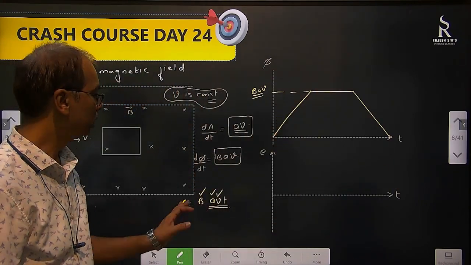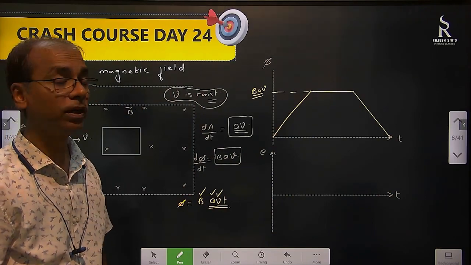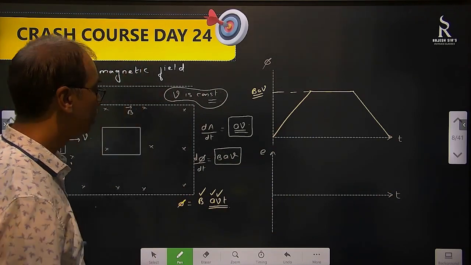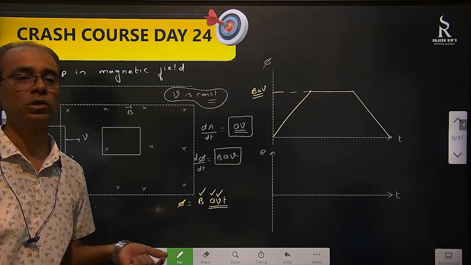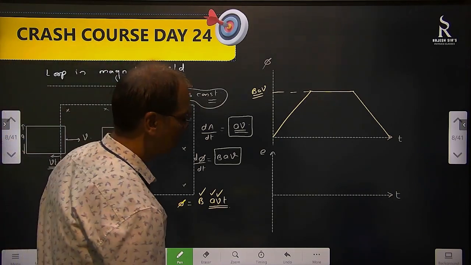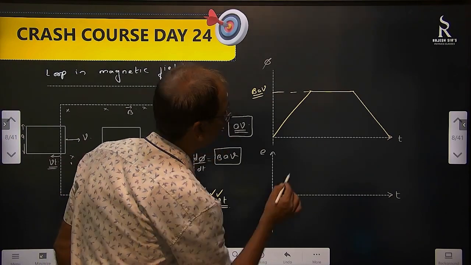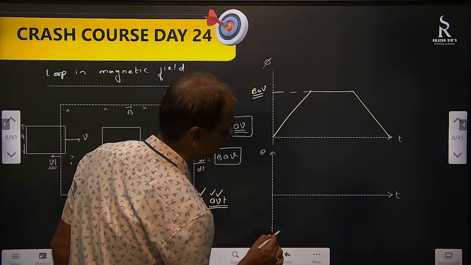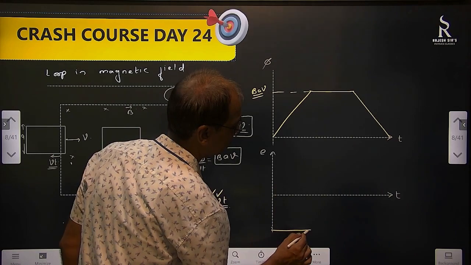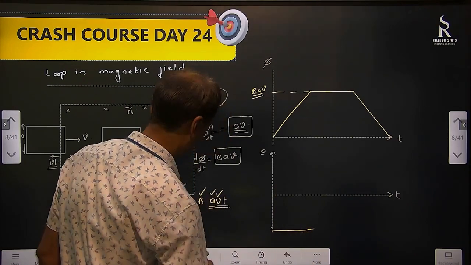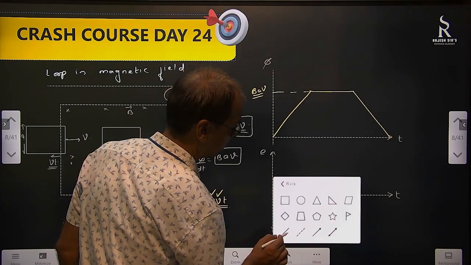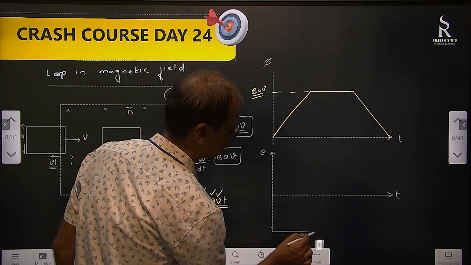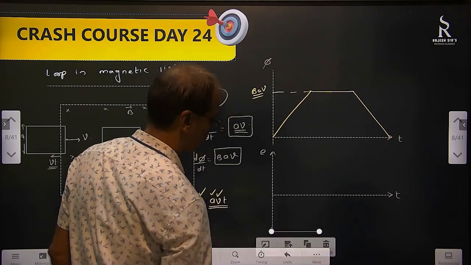Okay. Now let's talk about EMF. What is EMF? EMF is minus d phi by dt. That means initially when it was coming inside, flux was increasing, so EMF will be negative. So here is EMF, and it will be constant up to this time. Okay, it's constant, right?